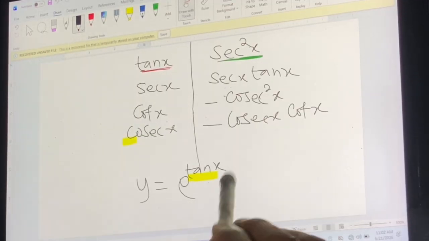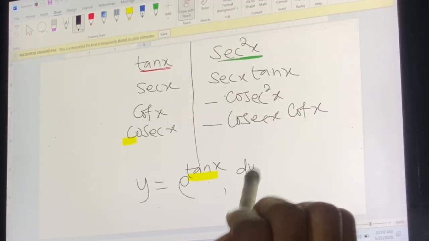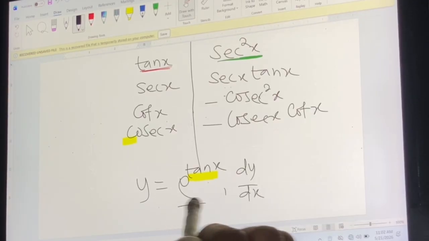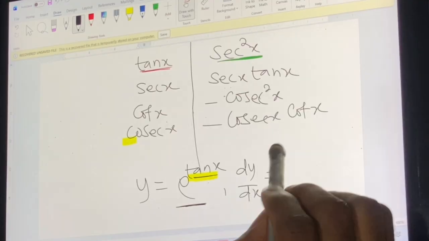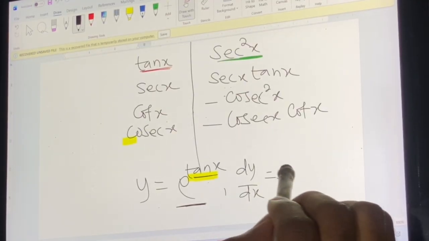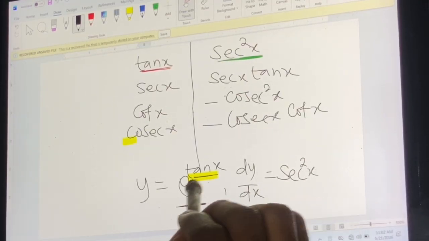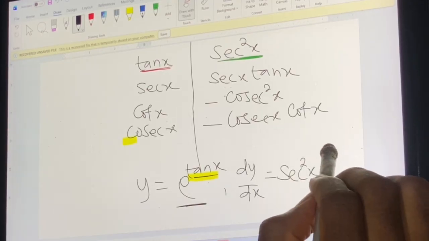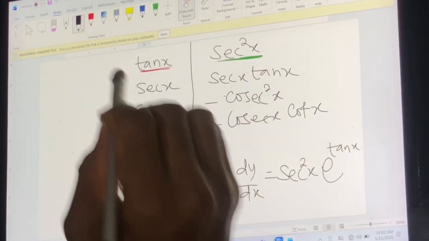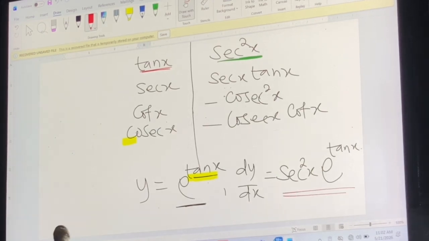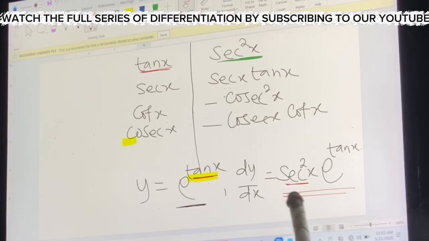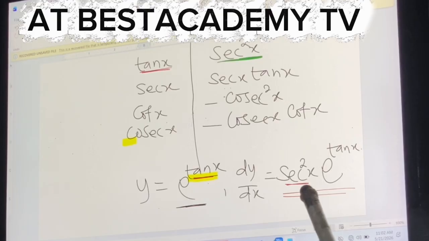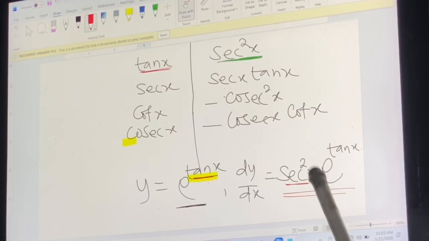So our dy/dx of this will be equal to: class, differentiate tan. What will be the answer? Sec squared. So I will have sec squared x. Repeat the equation. What is the answer? Exponential tan x. Class, this is my answer. Differentiate what is at the top, you have this; repeat the equation, you have exponential tan x. So the dy/dx of exponential tan x is sec squared x times exponential tan x.